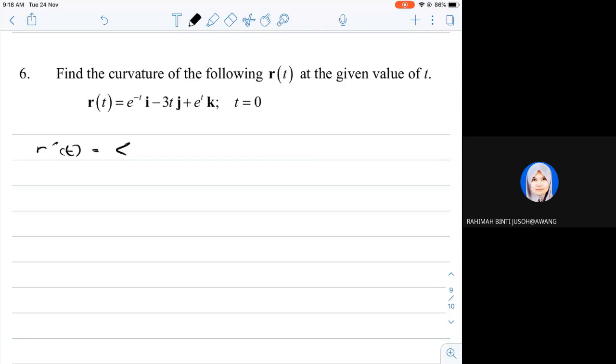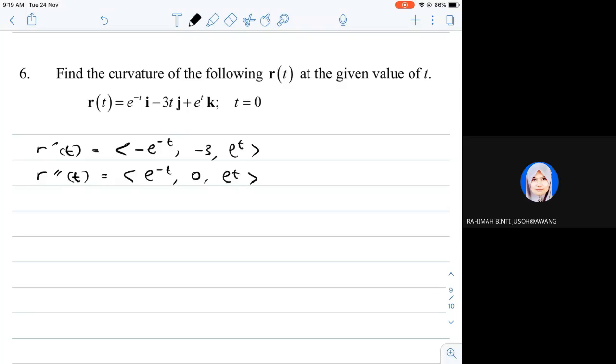So negative, exponent negative t, we have negative, exponent negative t. Differentiate negative 3t, we will have negative 3. Differentiate exponent t, we have exponent t now, of course. And then we have to find our r double prime t. So differentiate this again, we will get positive. Differentiate -3, we get 0, and then exponent t.